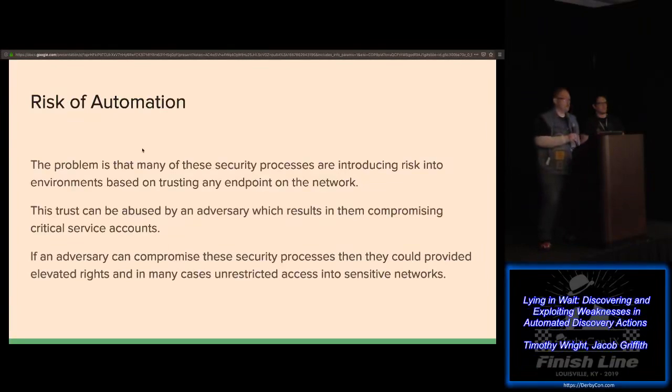So what's the risk? What's the problem? A lot of these security processes are introducing risk into environments because they're trusting everything that's on the network. There's no validation of whether what's plugged in should be trusted with these types of services. So we can abuse this if we're an adversary, which could result in compromising critical service accounts. If you understand service accounts, if you compromise one of those, it's not something that's easily changed. If you have the password for a service account, in some cases it could take months to get that password changed. So as an adversary, our linger time is going to be very high. We're going to be able to hang out for a long time and have a lot of access with those service accounts.